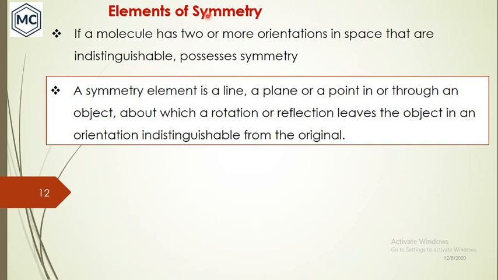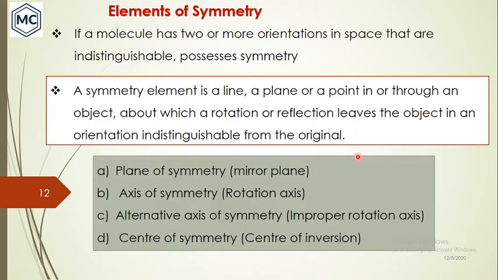And what are the elements of symmetry? If a molecule has two or more orientations in space that are indistinguishable, it possesses symmetry. A symmetry element may be a line, a plane, or a point, through an object about which a rotation or reflection leaves the object in an orientation indistinguishable from the original.